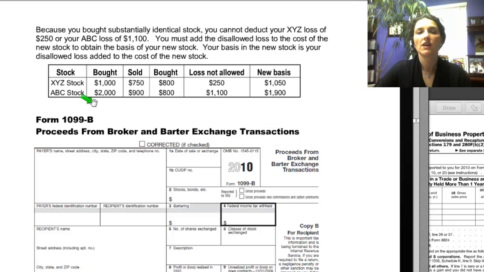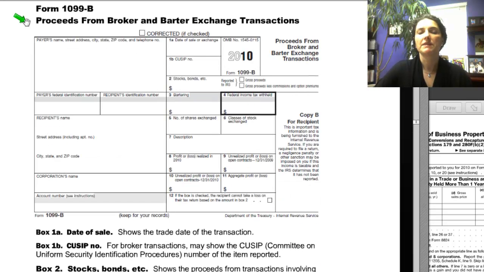On the ABC stock, we buy for $2,000, we sell for $900, then we buy again for $800. The loss not allowed is $1,100. We're going to add that to the repurchase cost of $800, giving us a new basis in the ABC stock of $1,900. And here is Form 1099-B.